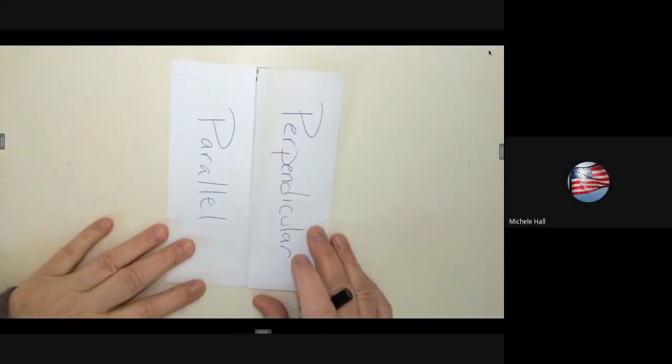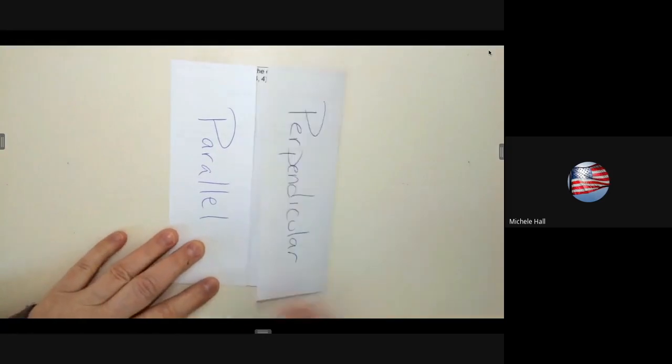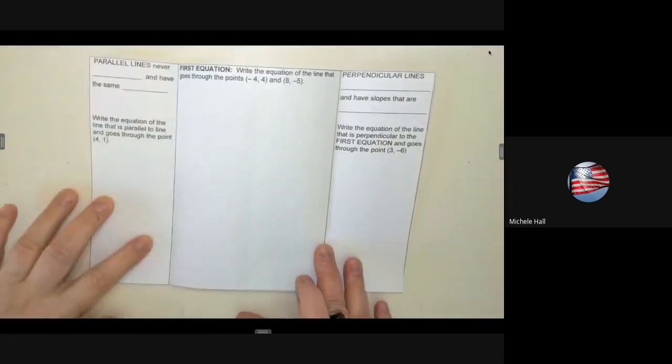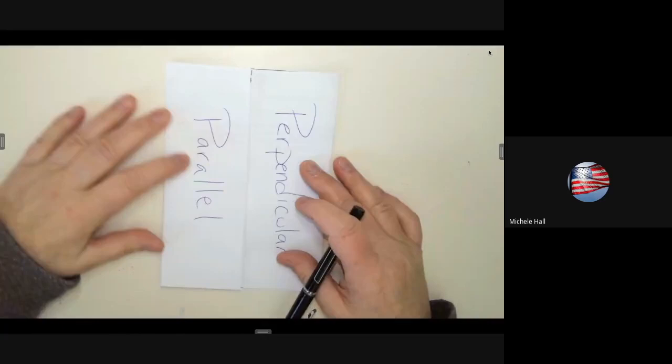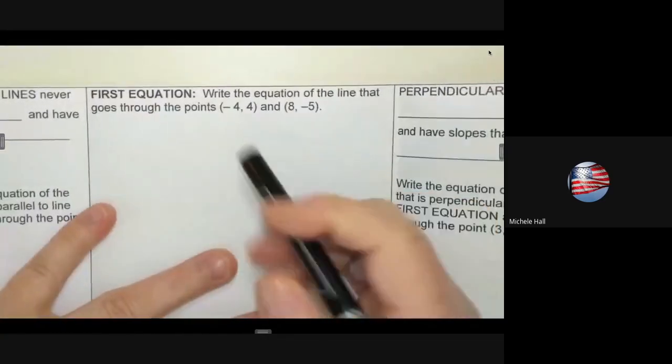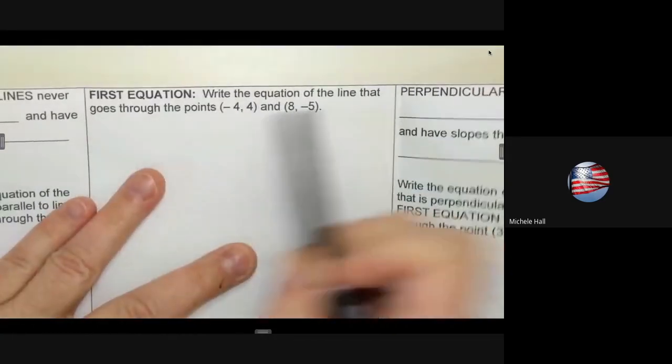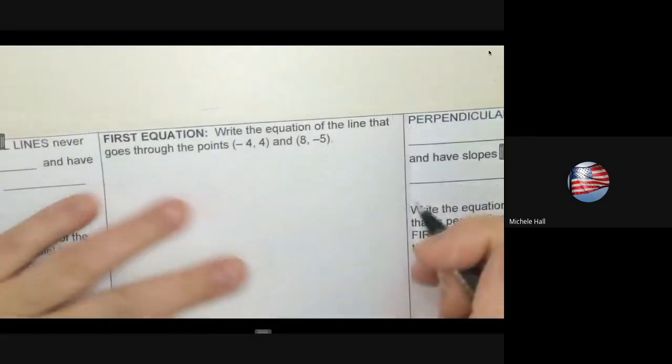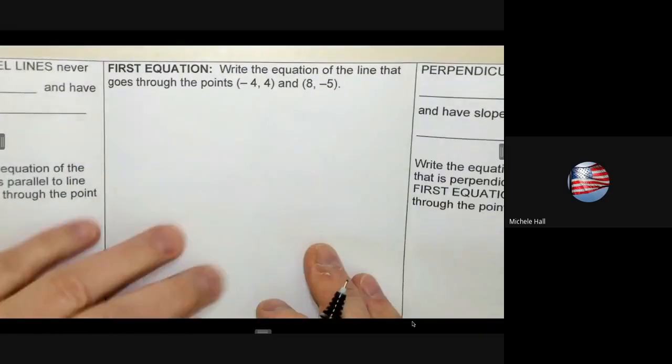We're using the foldable. This is for 4.5. We have a foldable for parallel and perpendicular lines. First equation. Write the equation of a line that goes through the points. First thing that we need to do is find the slope.